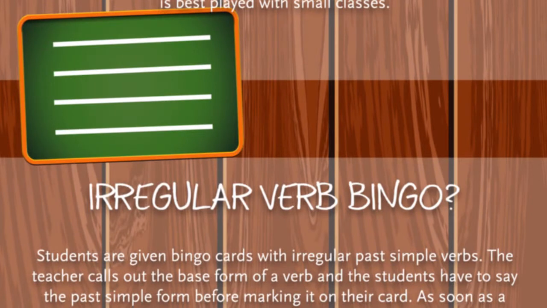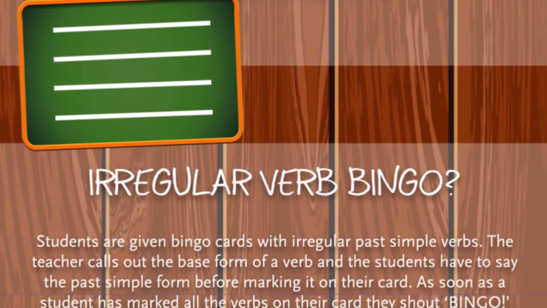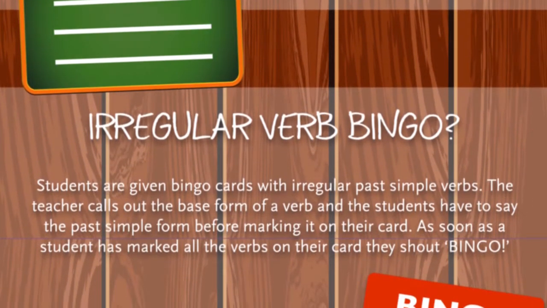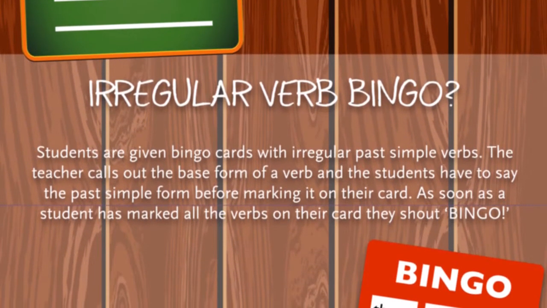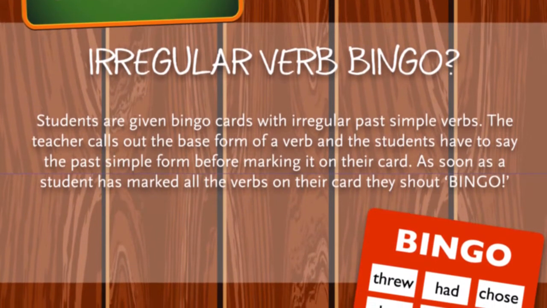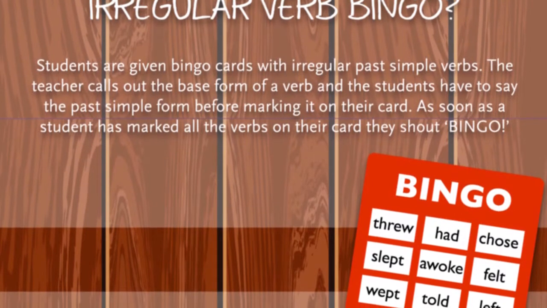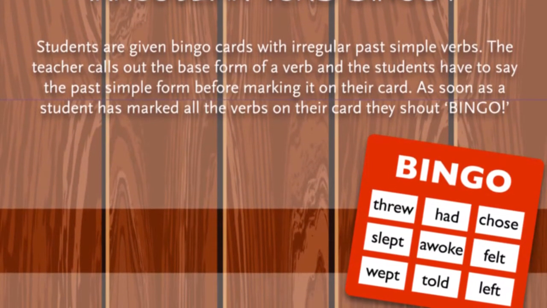Irregular verb bingo. Students are given bingo cards with irregular past simple verbs. The teacher calls out the base form of a verb, and the students have to say the past simple form before marking it on their card. As soon as the student has marked all the verbs on their card, they shout, "Bingo!"